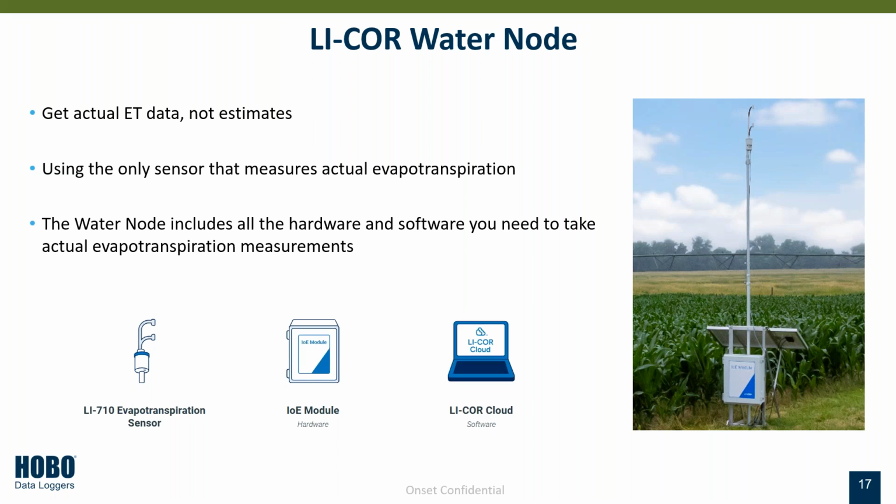So it really is an actual measurement of evapotranspiration on your site. And just like us at HOBO Data Loggers, when you buy this, you buy the water node, it includes all this hardware. So it includes the hardware. You can see the 710, the sensor there. It comes with the data logger as well. And it also comes with that access to the cloud, to the software.